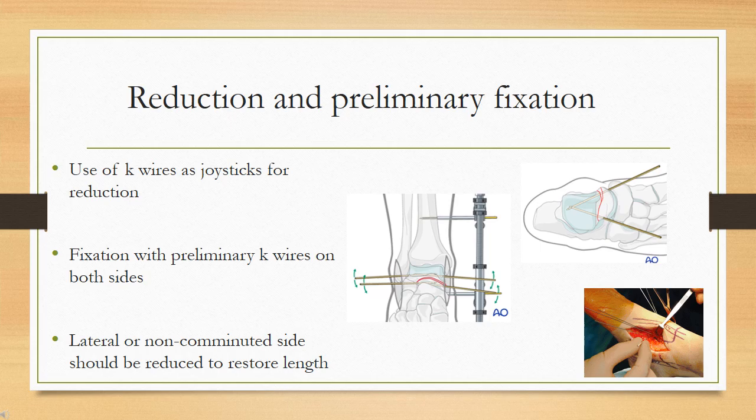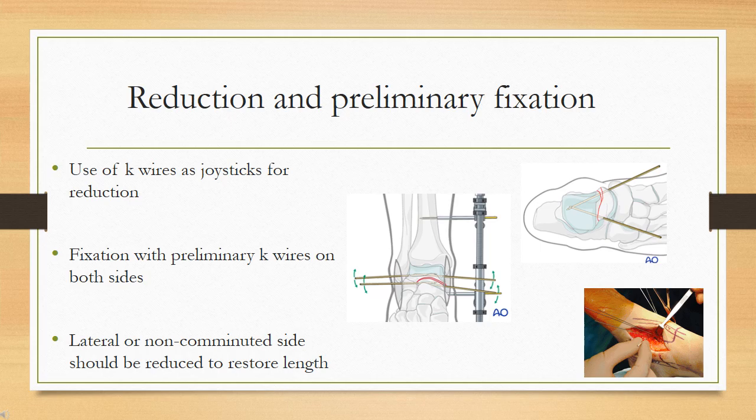In talar neck fracture reduction, the first step is to assess the fracture pattern and identify the non-comminuted side. The lateral or intact side should be reduced first, as restoring its alignment helps re-establish the overall length of the talus. K-wires are used as joysticks by inserting them percutaneously into the fracture fragments. These K-wires allow controlled manipulation of the fragments to correct angulation and displacement while minimizing force on the bone.